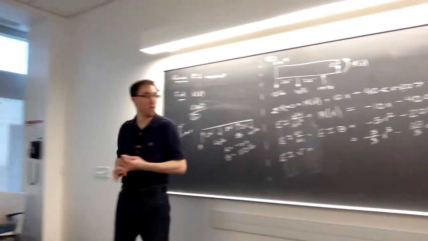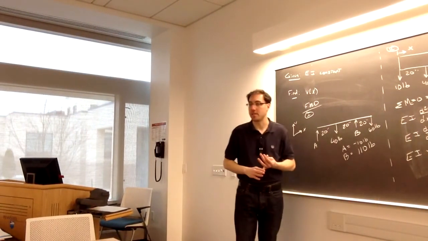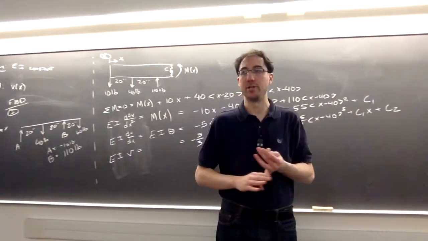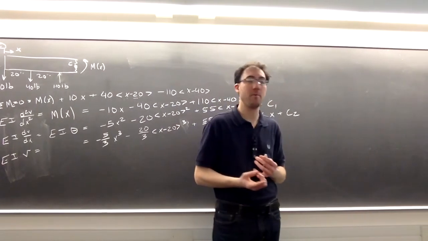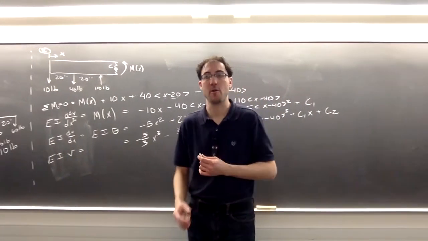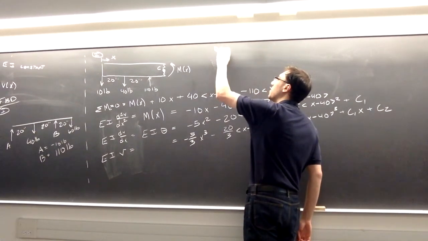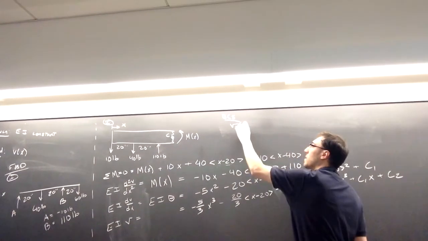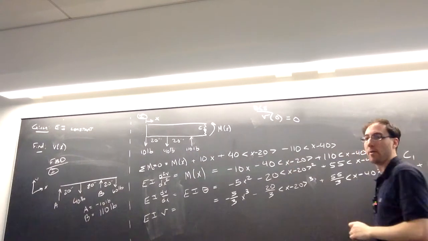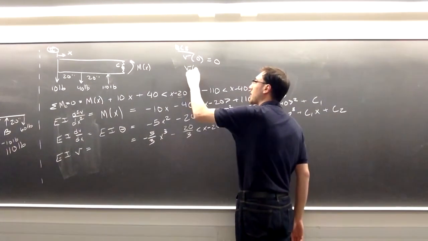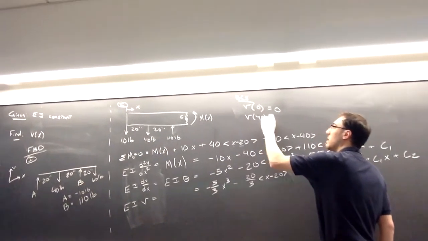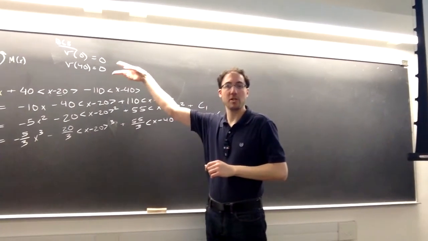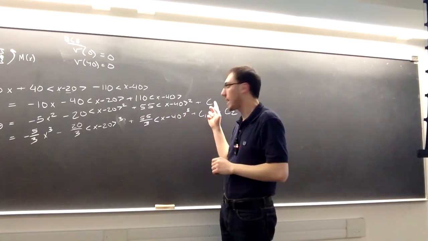Next, I want to solve for C1 and C2, and I do that using my boundary conditions. So for this problem, what are my boundary conditions? Where A is, we know the deflection is 0. It can't move up or down. And at B, we know the deflection is 0 as well. So our boundary conditions for this problem are that the deflection at x equals 0 is 0. And we know the deflection at 40 is 0 because that's where B is located. So these become our two algebraic equations to solve for, in this case, C1 and C2.